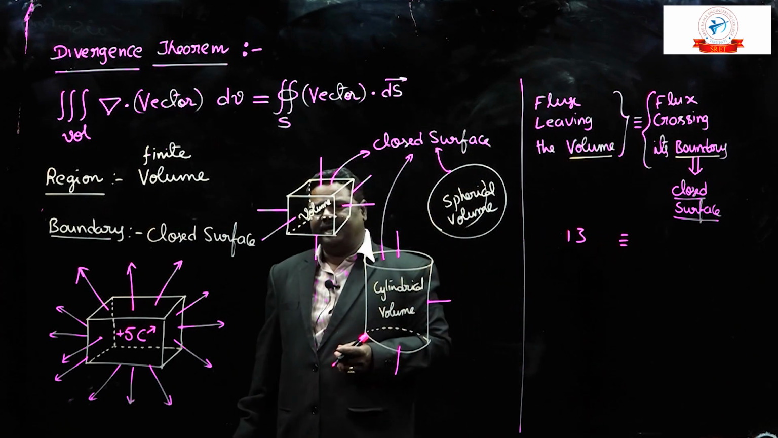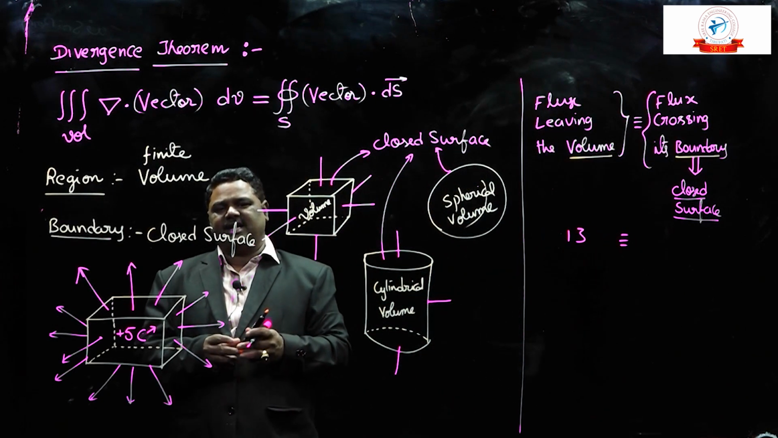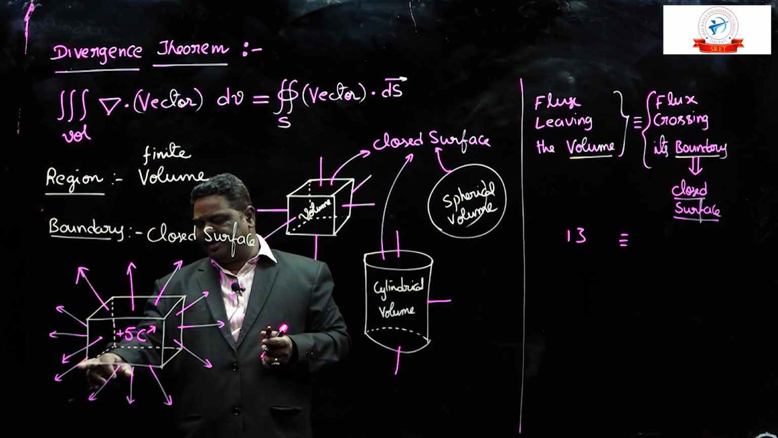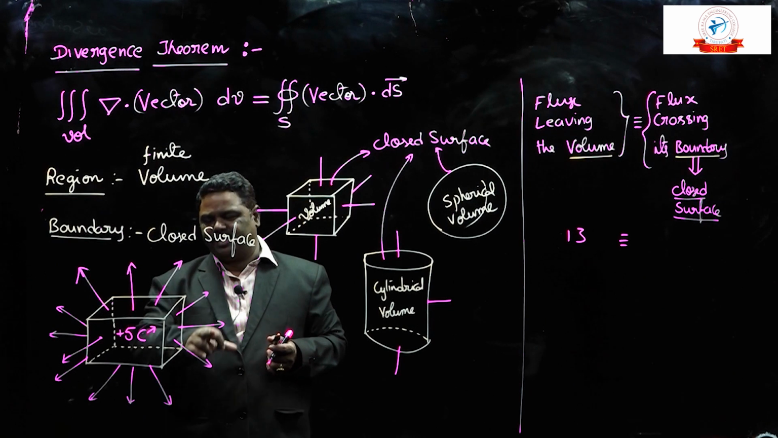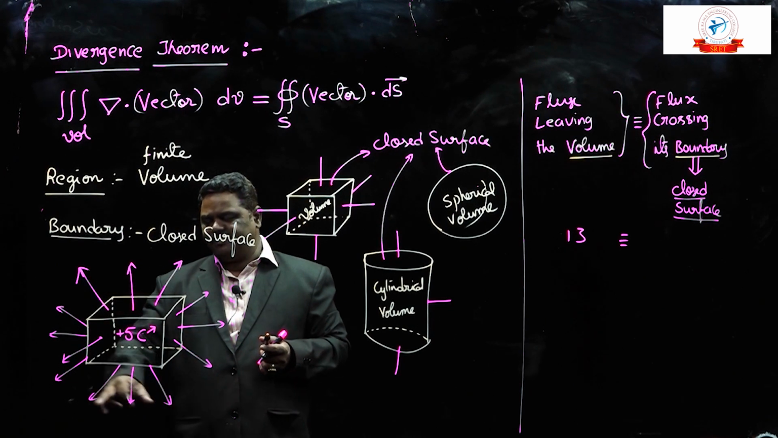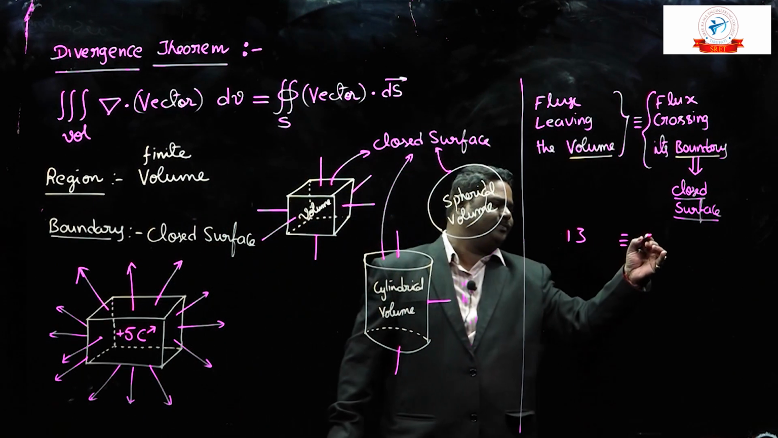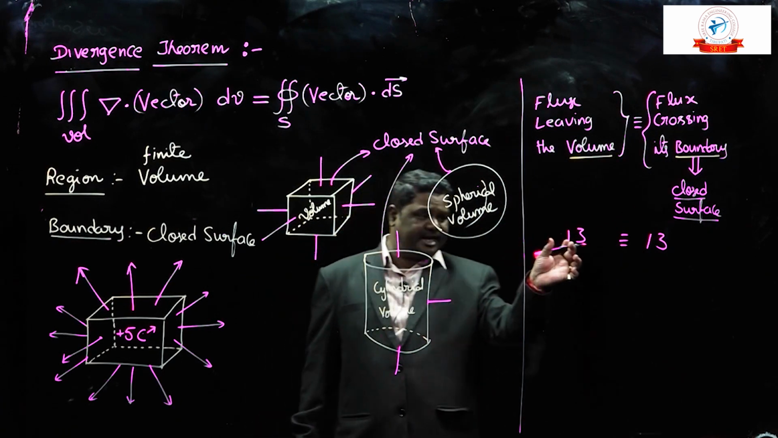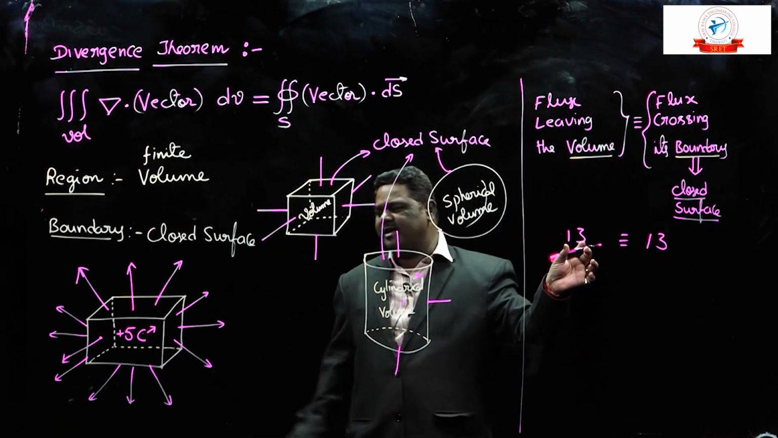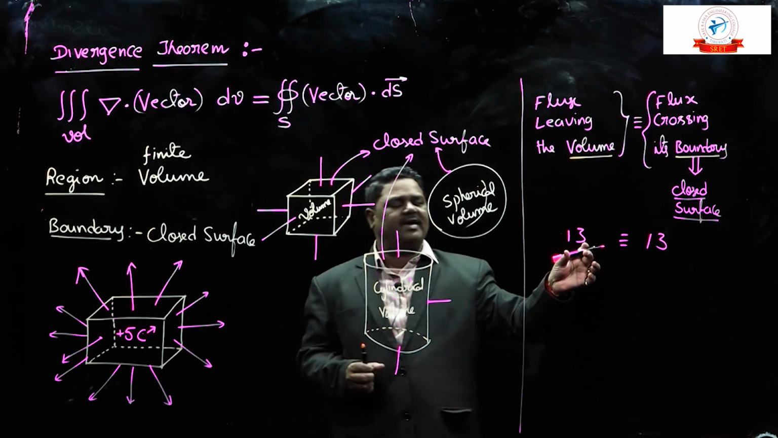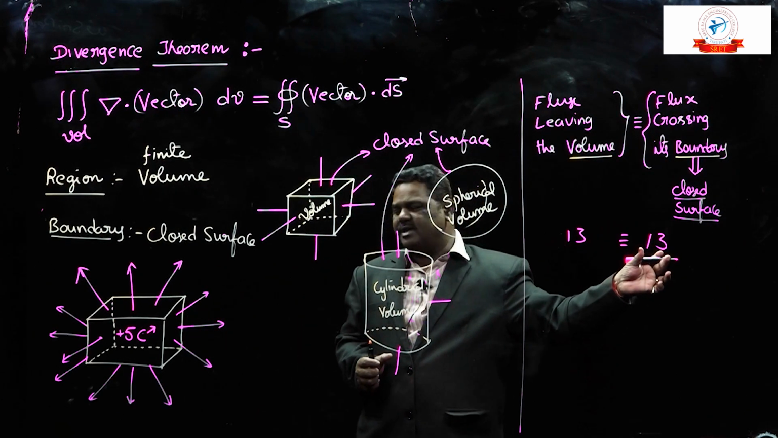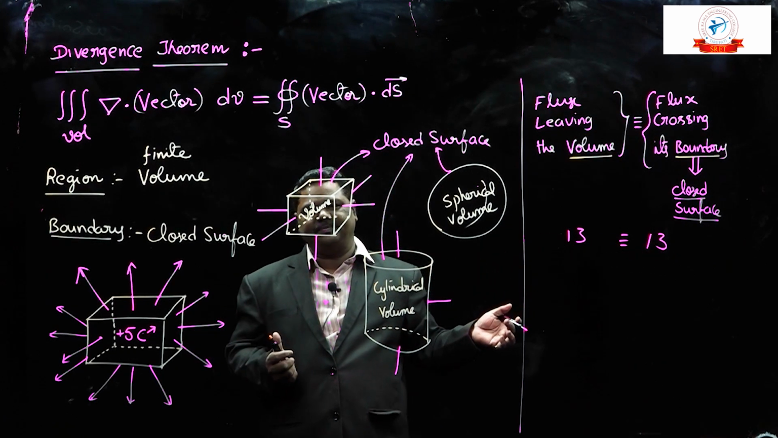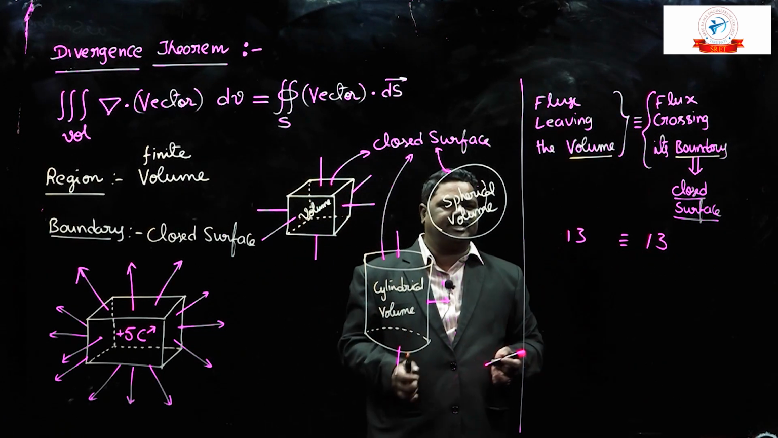Similarly, you count how many flux lines are crossing its boundary. There are boundaries shown here. How many flux lines are crossing its boundary? Here you can observe in the diagram, again it is 13. That means we are finding the same quantity, either by directly counting flux leaving the volume, or by counting flux crossing its boundary. So simply, this is called the divergence theorem.